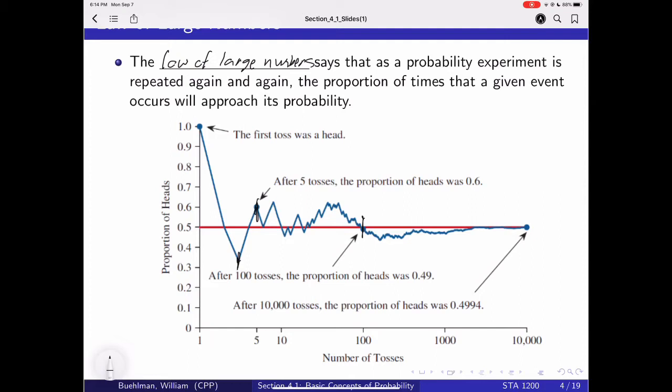Once we're at 100, we're pretty close to 0.5, and you can see how it goes under for a while, but as we get closer to 1,000, we're still about the same, and then by the time we get to about 10,000, we're at 0.4994, so we're really close to 0.5, and that's what the law of large numbers says. The more times you do the experiment, the closer and closer you will get to the actual probability.